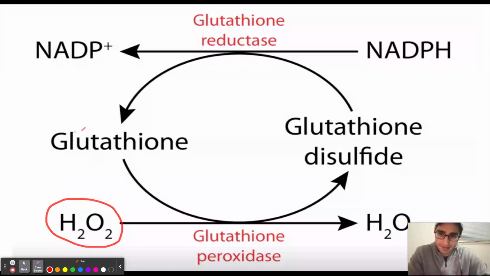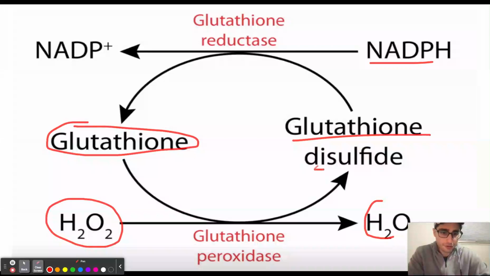And the way our body does this is by using glutathione. Glutathione is going to convert hydrogen peroxide into water to stabilize it. And we're going to regenerate glutathione with NADPH. So once we use up glutathione to stabilize hydrogen peroxide, glutathione is going to be converted into glutathione disulfide. And to regenerate glutathione, we need NADPH.